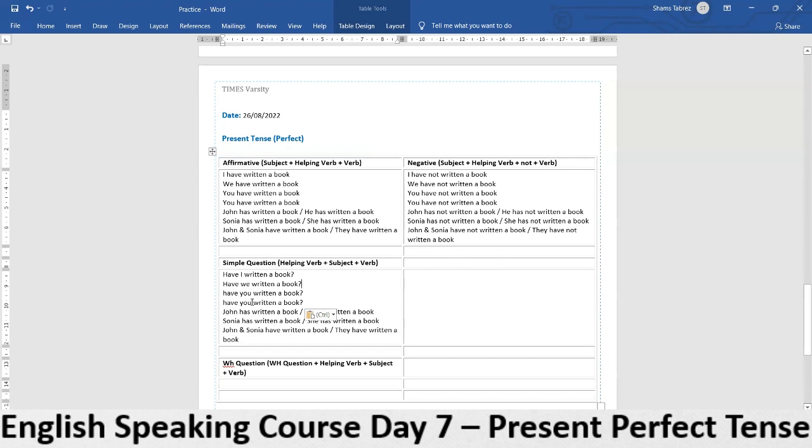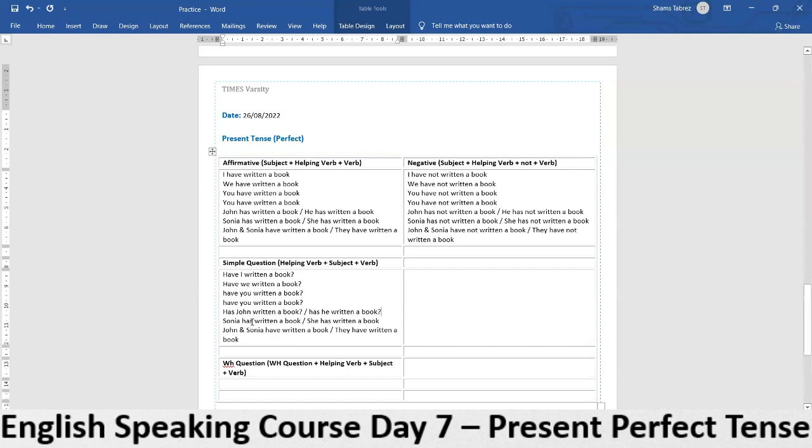Has John written a book? Perfect. So take this has and put it before John. Now, since it is the starting letter of the sentence, it should be capital. Then has John written a book? Then this should be a question mark. And here also, has he, and it should be small, has he written a book?